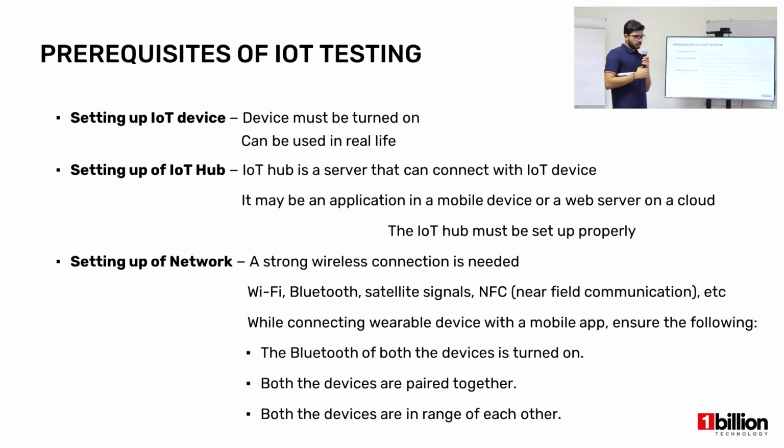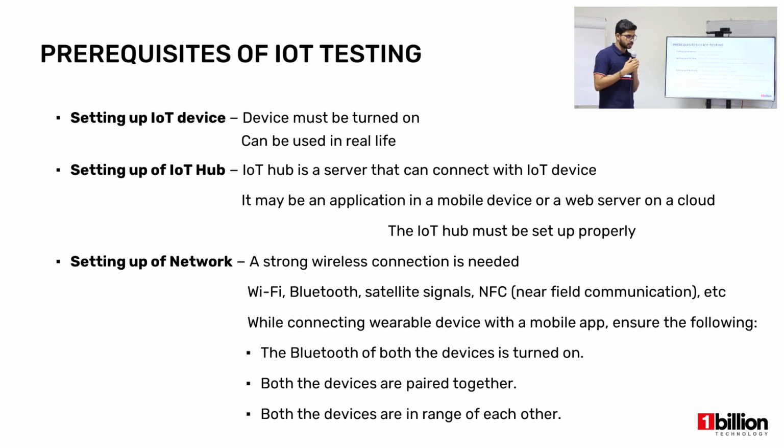Then we have to set up the IoT hub. An IoT hub is a server that can connect with IoT devices. This IoT hub may be an application in a mobile device or a web server on a cloud. It is really important to set up the IoT hub properly with the IoT devices, because when the connection is lost, the inputs and outputs get interrupted, so we can't get the proper outcome of the device.